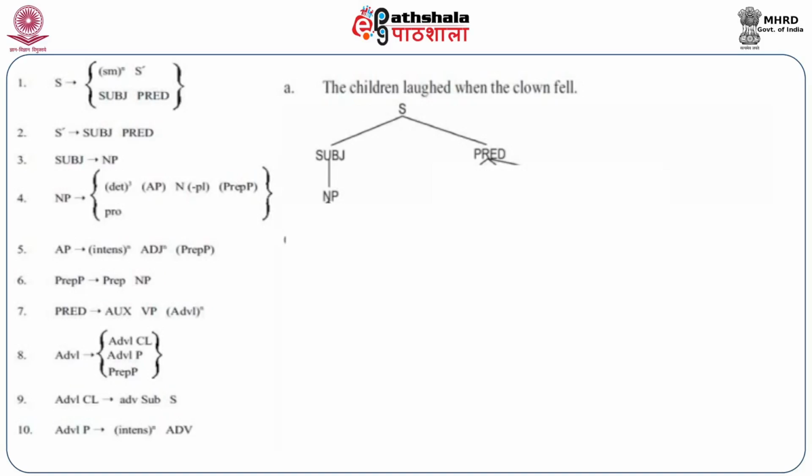And there could be a prepositional phrase. In this sentence, what do I have? Do I have a determiner? Yes, I do. I have the. The is the determiner. Do I have a noun? Yes, I have the noun children.